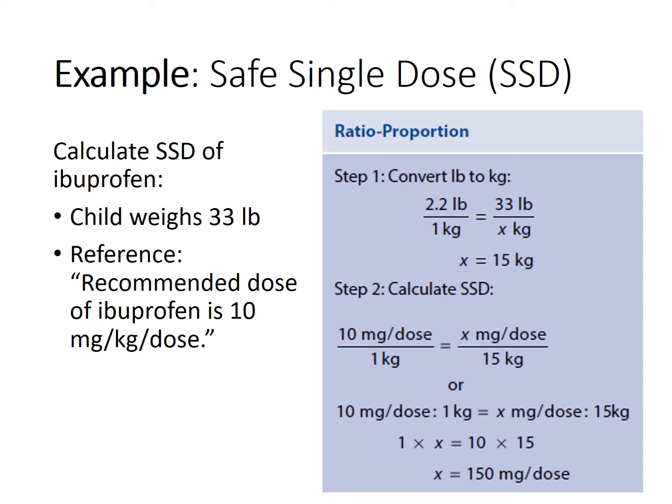So the recommended dose of ibuprofen is 10 milligrams per kilogram per dose. So first we're going to convert. Step 1, convert pounds to kilograms, and we end up with 15 kilograms. Then we're going to calculate the safe single dose. 10 milligrams per dose over 1 kilogram equals X milligram per dose over 15. 10 times 15 is 150 milligrams per dose. So that's the safe amount for this child. All right.